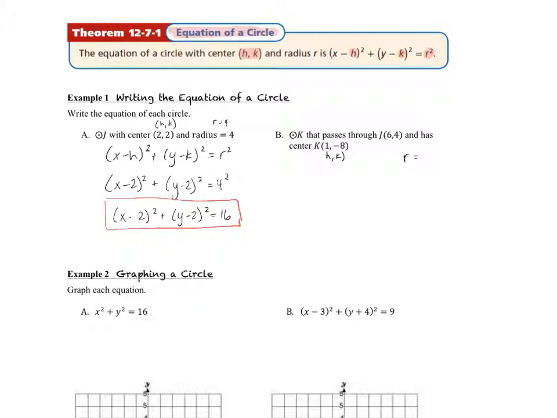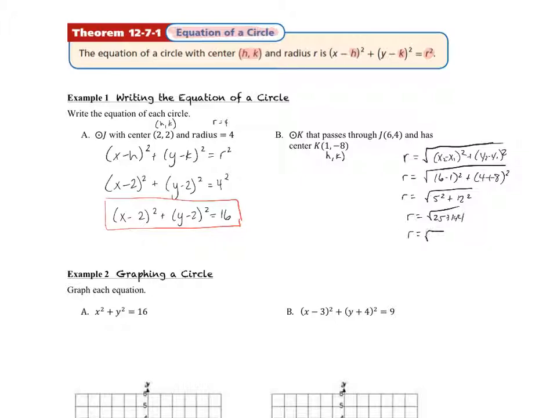So the radius is equal to the square root of (x2 minus x1) squared plus (y2 minus y1) squared. So the radius is equal to 6 minus 1 squared, or 1 minus 6 squared, doesn't matter, and 4 minus negative 8 squared. So that would be 5 squared plus 12 squared. So it's 25 and 144. So r is the square root of 169, which happens to be the whole number 13.